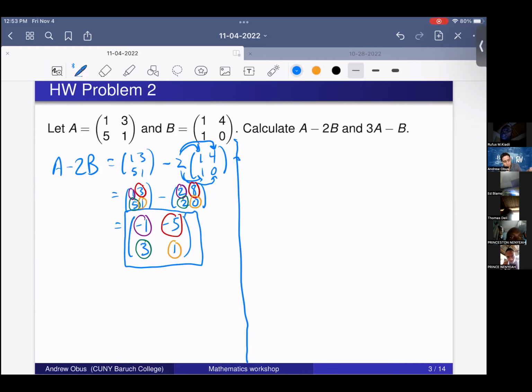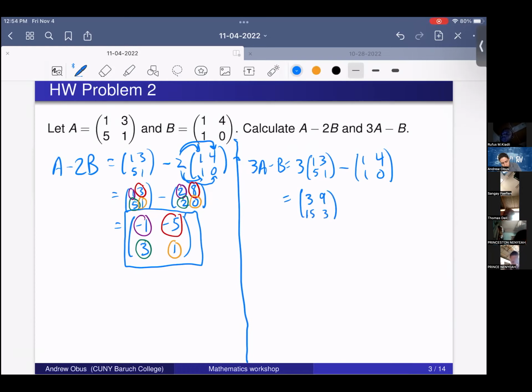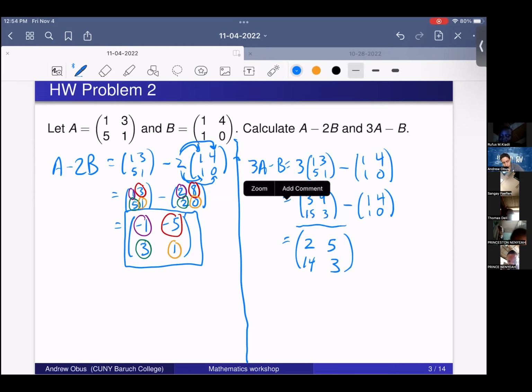Okay, great. So let's just do the other one, which is the same. If we want 3A minus B, this is 3 times [1, 3, 5, 1] minus [1, 4, 1, 0]. And we multiply the 3 by everything over here. So that's going to give us 3, 9, 15, 3 minus [1, 4, 1, 0]. Right? Because I multiply every entry here by 3. And then I just do the subtraction. So 3 minus 1 is 2, and 9 minus 4 is 5, and 15 minus 1 is 14, and 3 minus 0 is 3. Right, so this is going to be the answer for the second part.